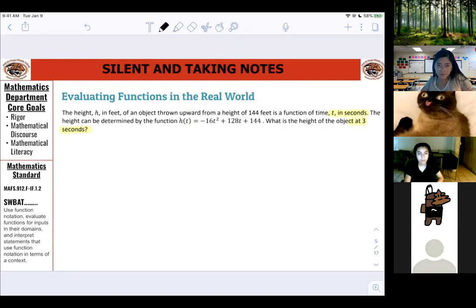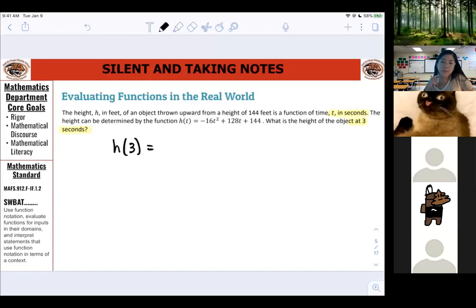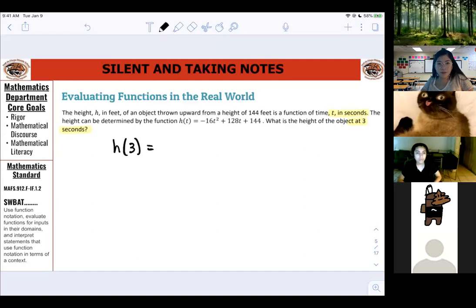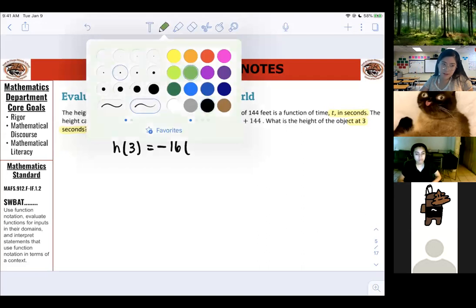Replace the t with the 3. Good. We're basically going to find h of 3, which means I need to plug in a 3 for t. Now, there's 2 t's in there, so I'm going to have to plug in 3 twice. And remember how yesterday we had a negative symbol? And what do I do with that negative symbol? Every time I see a negative, do I just ignore it? You bring it down. So I have negative 16 times 3.